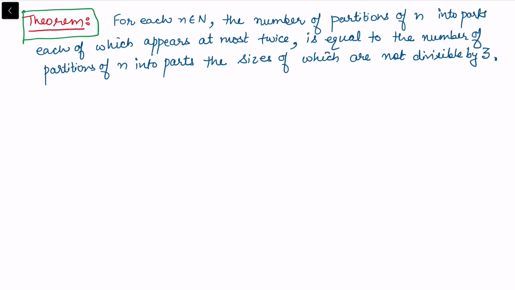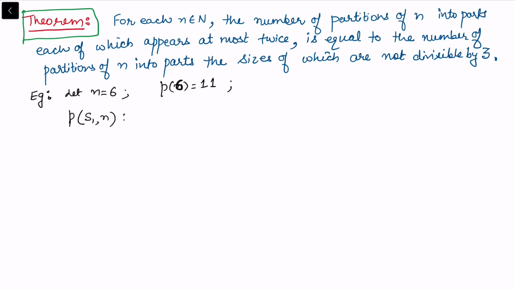Let me first take an example and then we will move to the proof. Let's consider n equal to 6, and we know the total number of partitions of 6 is 11. So when I consider P(6), this is 11. I leave it for the viewers who are watching to write all relevant partitions for 6, as I have listed for 5.